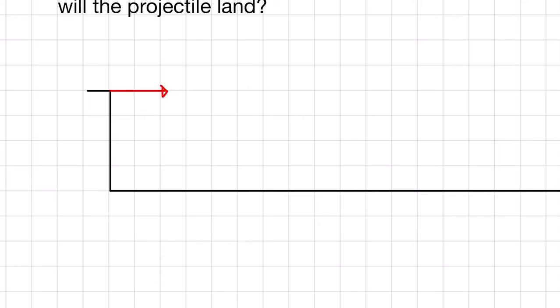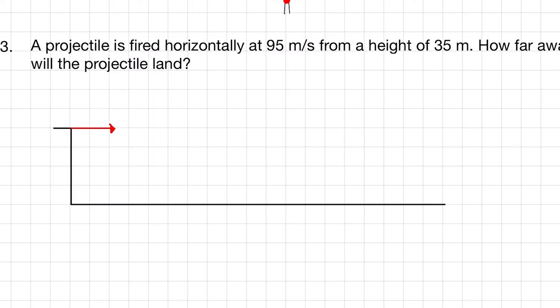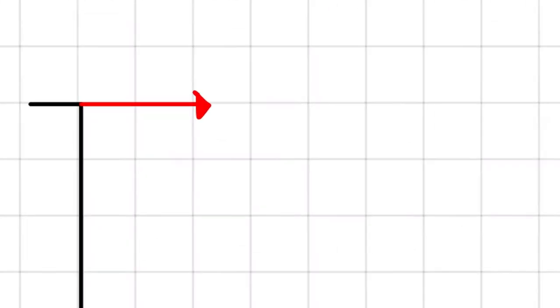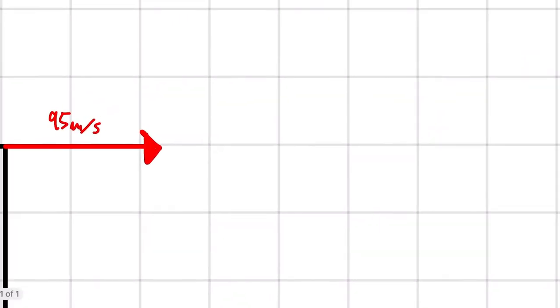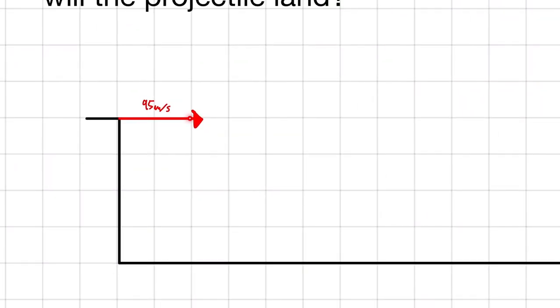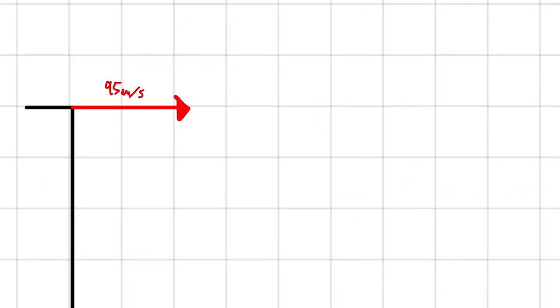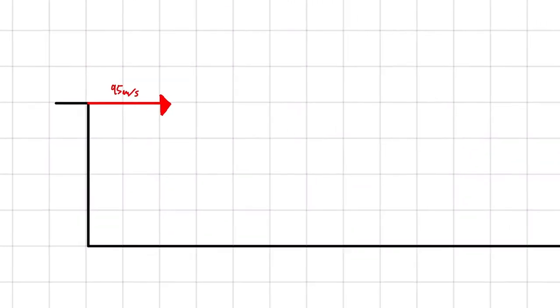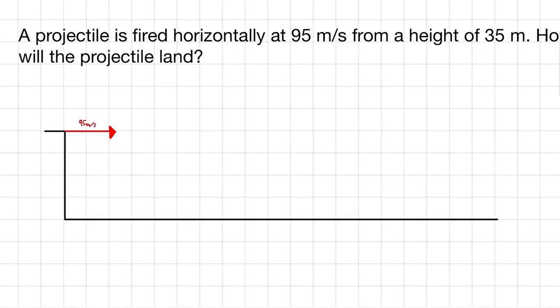So we know that the initial velocity of our projectile is 95 meters per second horizontal. So let's label this 95 meters per second, and I've drawn it horizontally, so there's no angle. It's flat with the horizontal. We'll see some other examples later on with angles, so if you're interested in seeing those examples, you'll be able to find more on my channel. But in this case, we have a horizontally fired projectile.